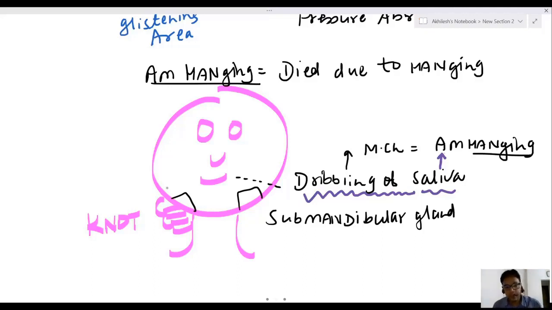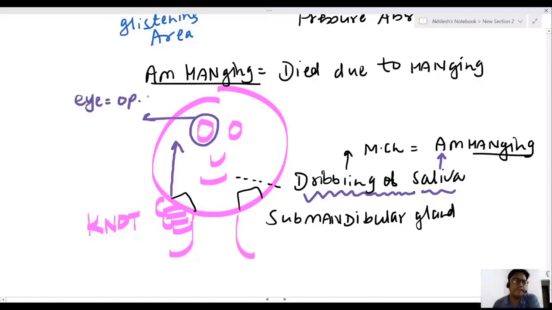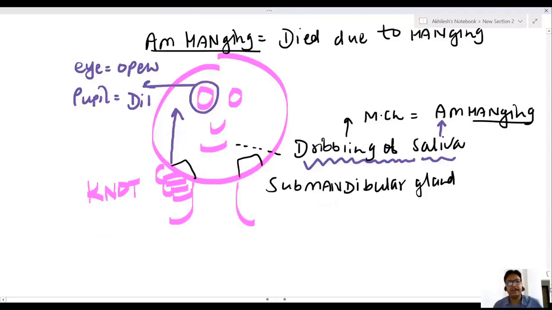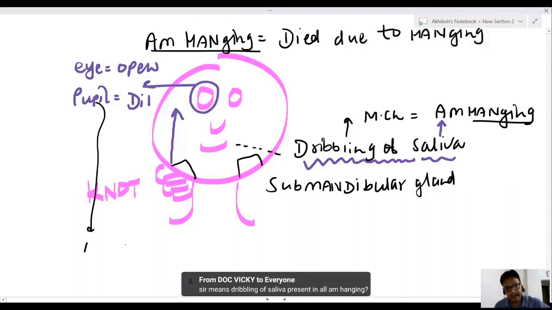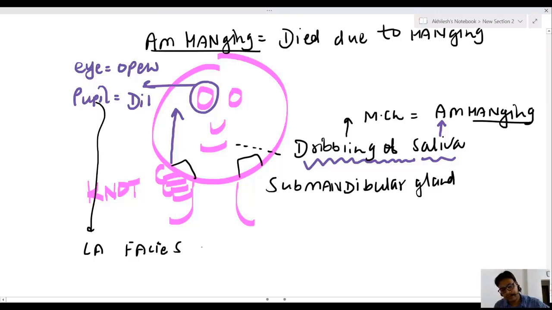Now, sir, on the same side of the knot, the eye is open and the pupil is dilated. This is a different finding. This is known as la facie sympathetique.